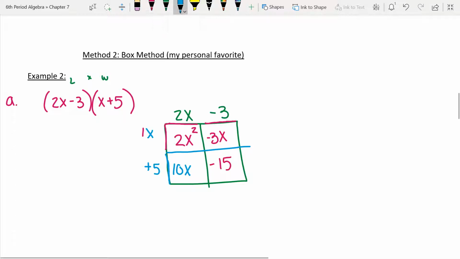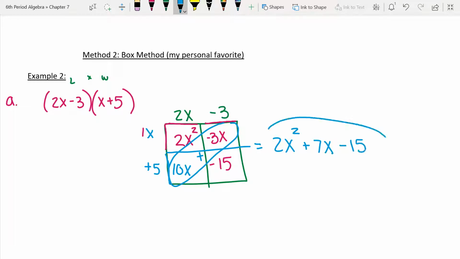Now, hopefully you notice that I have some like terms in the diagonal specifically. What you do is add your like terms. So when I do this, I write my answer always in standard form. So I start with 2x squared. When I add my like terms, that's 10x plus negative 3x. That's a positive 7x. And what's left is my constant, minus 15. That is my final answer.